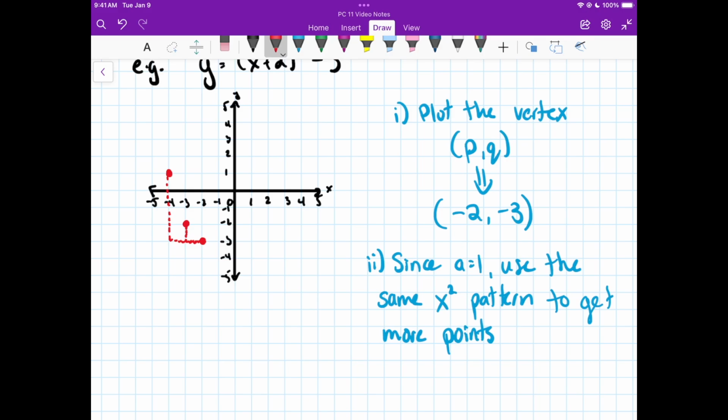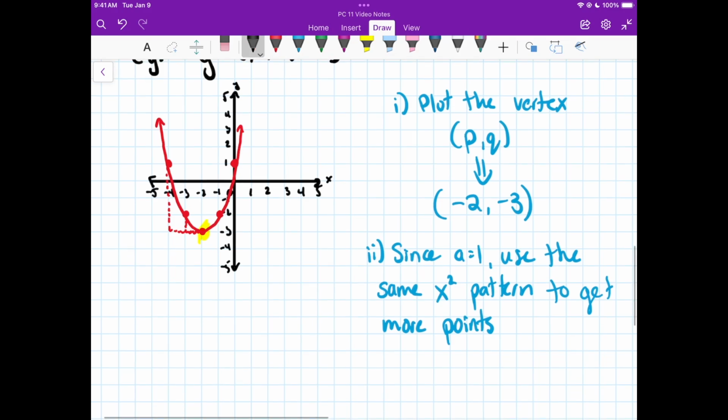And now I'm going to do the same thing in the other direction. From my vertex, which is right there, I'm going to go right 1 and up 1, and right 2 and up 4, which gets me these points. So now we just come through, we draw our parabola through them, and we're done.